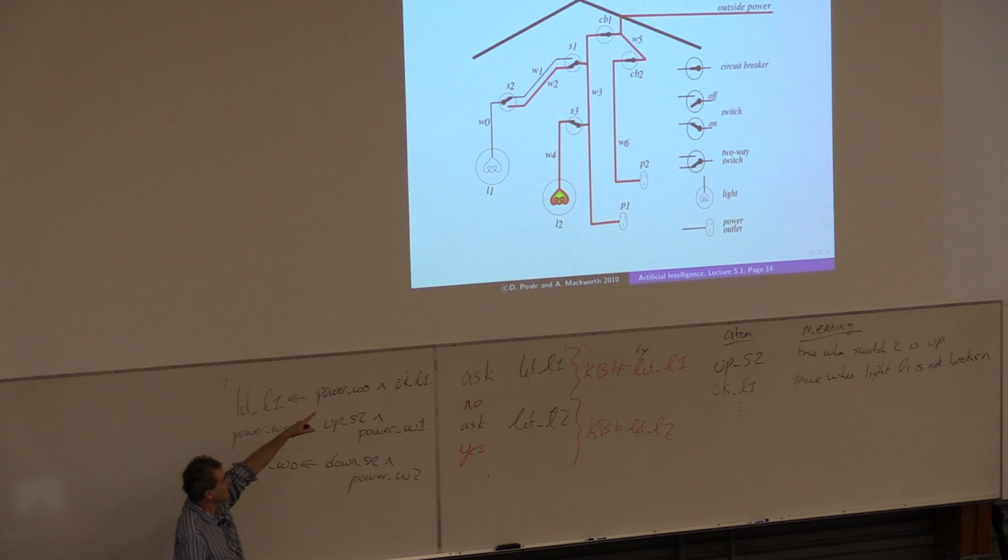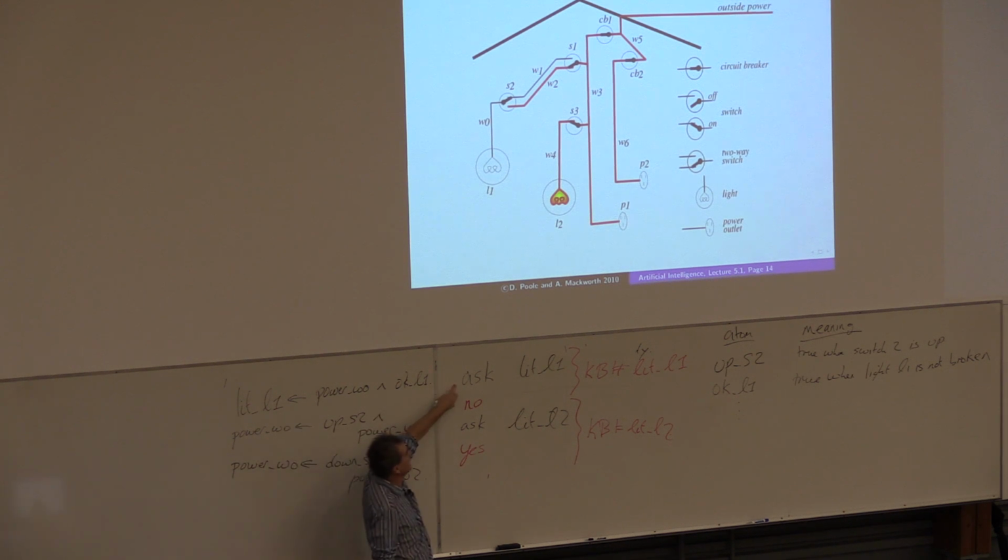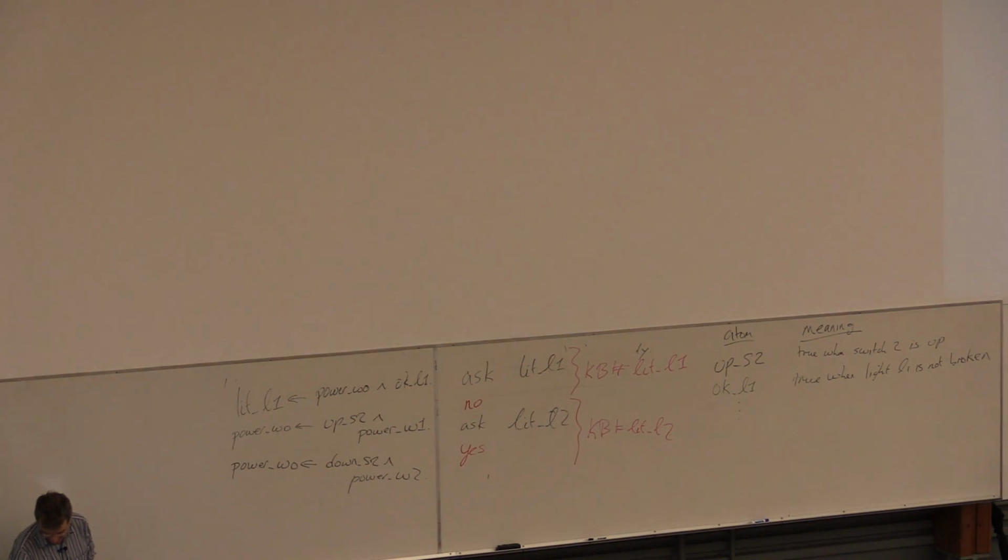And we can ask questions about it, and you can prove things. Is L1 lit? The answer is no, it's not a logical consequence. And if you ask if L2 is lit, then it is a logical consequence. And if you trace down why L2 is lit, it's because W4 is live and OK O1. That's how we know that L2 is lit, because we know that W4 is live. How do we know that W4 is live? Well, because we're going to know that W3 is live.